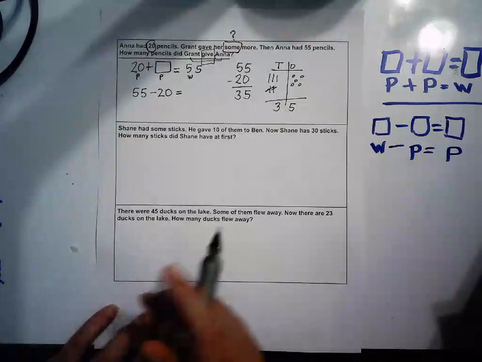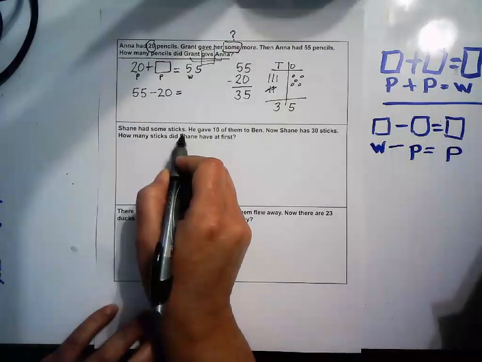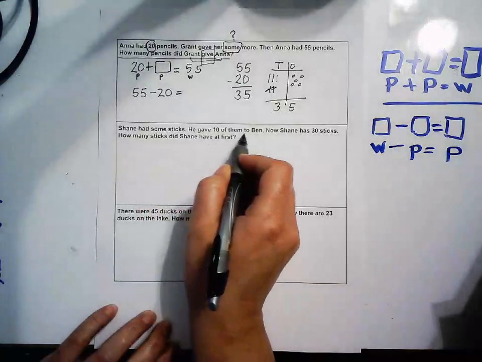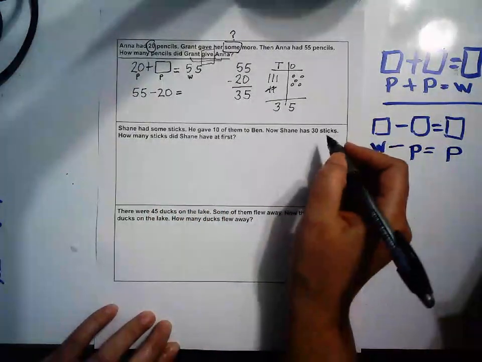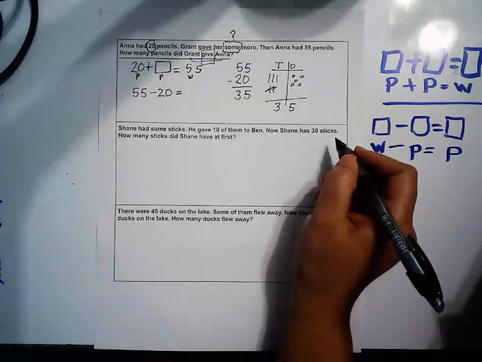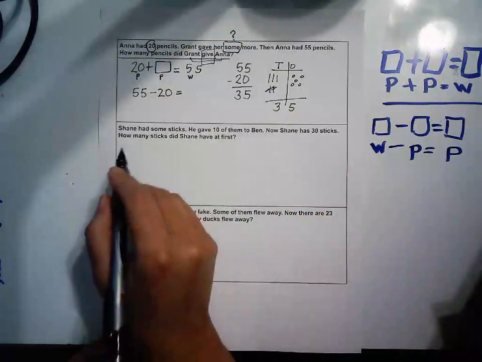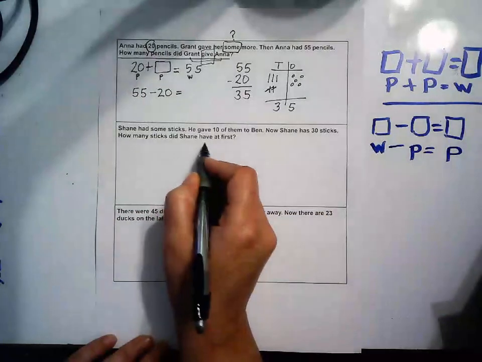The next one says Shane had some sticks. He gave some of them to Ben. Now Shane has 30 sticks. How many sticks did Shane have at first? So now let's see. Well, first I'm going to read the question. How many sticks did Shane have at first?